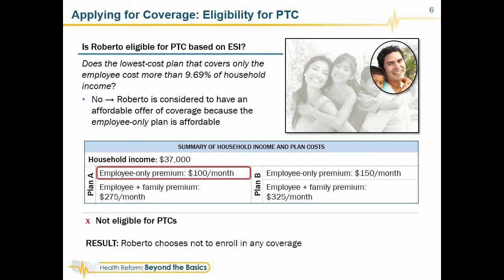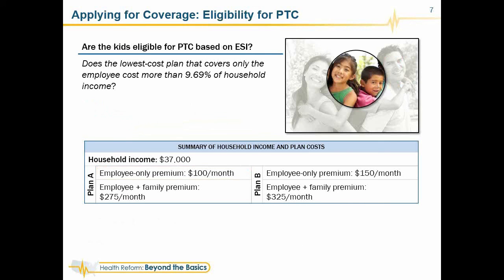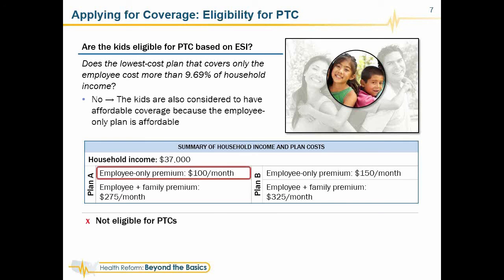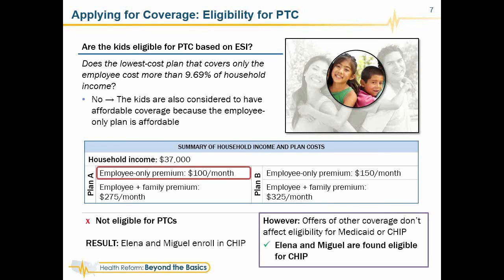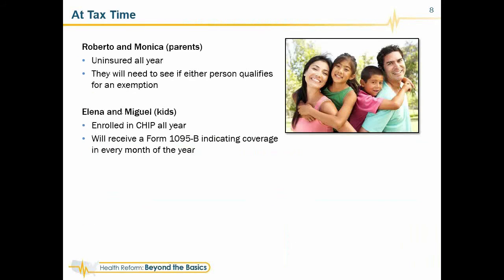And he also chooses, he's not eligible for premium tax credits, and he chooses not to enroll in any coverage. So let's think about the kids. Will they be eligible for premium tax credits? And the answer, again, is going to be no, for the same reason as it was for Roberto. The difference here is that in the application process, you figure out that the kids are eligible for CHIP. And so the kids are enrolled in CHIP.